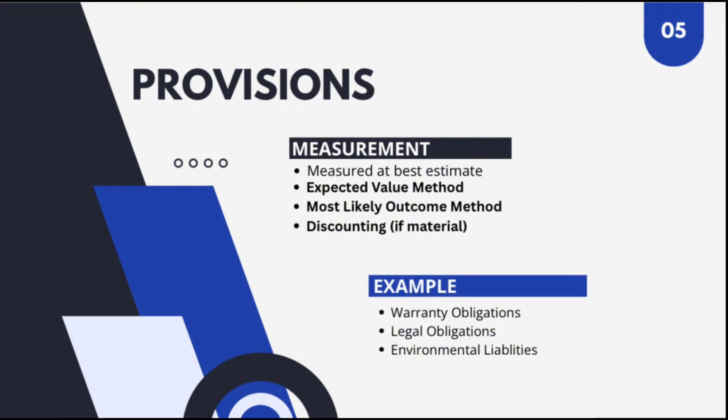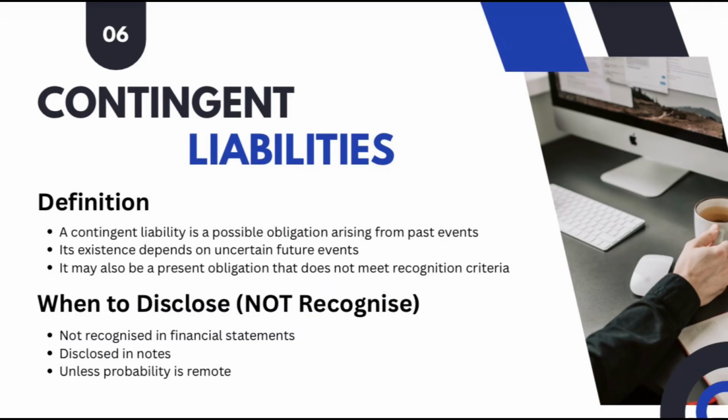Now I will pass to Peng Peng to continue with the next part. Contingent liability. The definition is, a contingent liability refers to a possible obligation that arises from past event, but its existence will only be confirmed by uncertain future event. This means the company is not sure whether the obligation will actually happen or not.